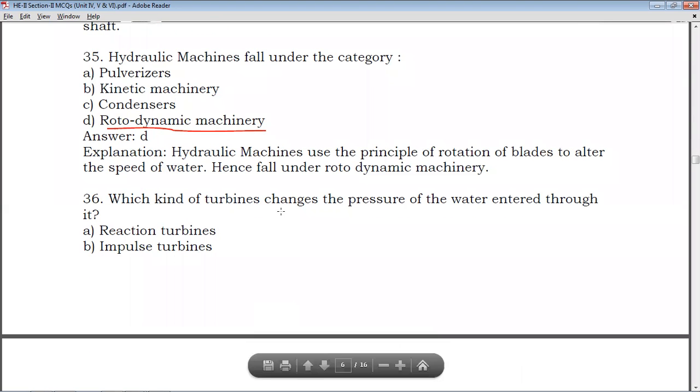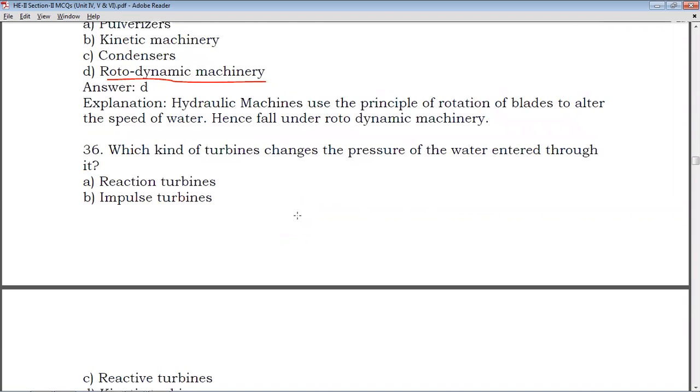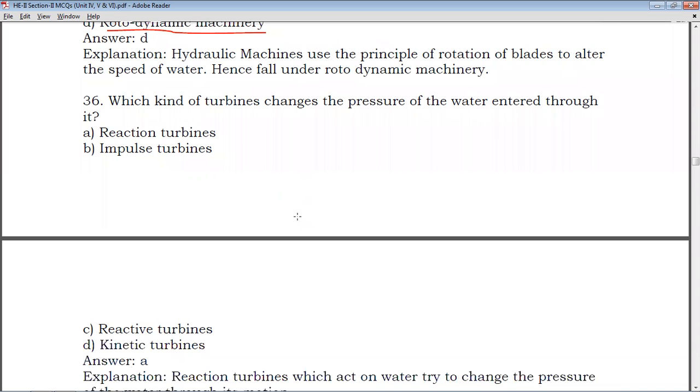Next, what kind of turbine changes the pressure of water entered through it? The correct answer here is reaction turbine. Now, if you go read the notes and if you watch the videos that I have told you to watch, but you have not watched that, in reaction turbine, what we are going to do is change the pressure of water which enters the runner.